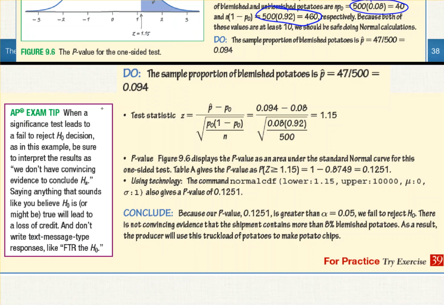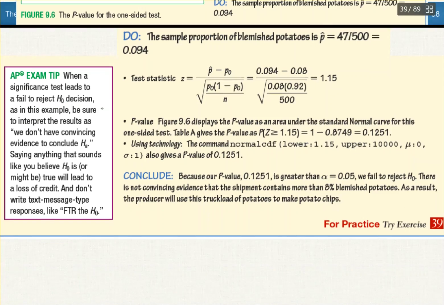Again, even in this example I use the word accept the shipment, but we don't necessarily accept the null hypothesis. We fail to reject the hypothesis. My use of accept in this case was okay. We accept the shipment, but we don't necessarily accept the claim that there's 8% of blemished potatoes. We just did not find enough evidence to say that there's not 8% blemished potatoes.